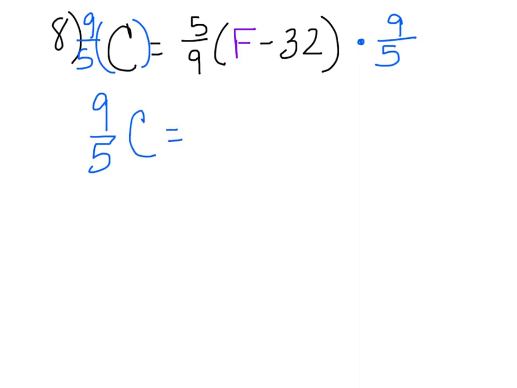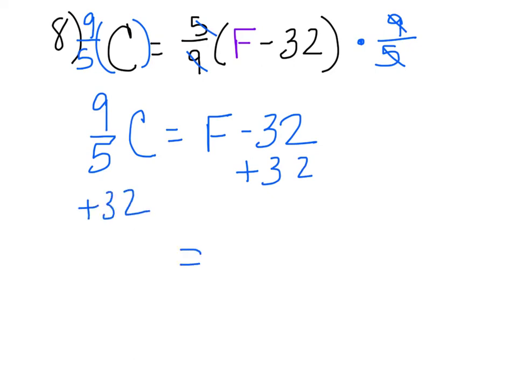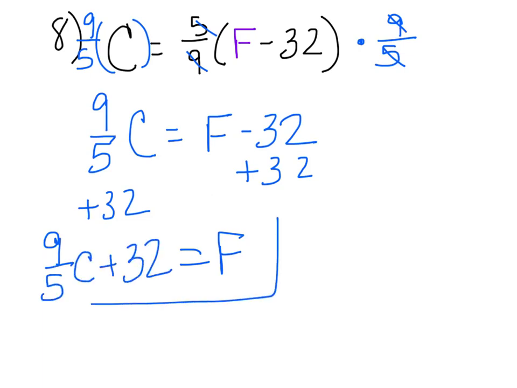Equals the 5 divided by 5 and 9 divided by 9, they're gone. You're left with F minus 32. The last step, how do you move a minus 32? You add 32. So you're going to get F equals 9/5 C plus 32. And that's your answer. They're not like terms. You cannot combine them together.